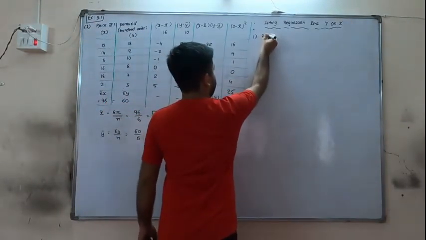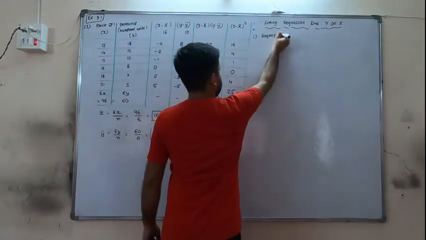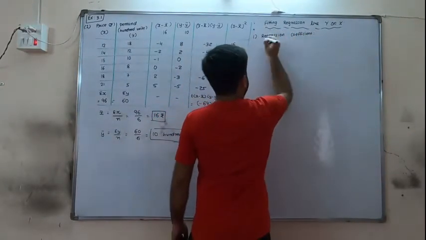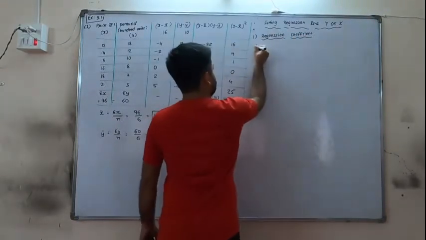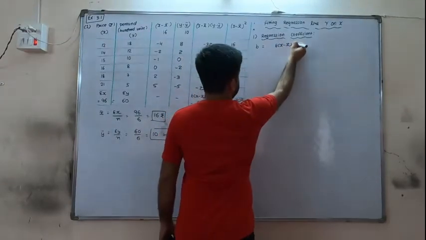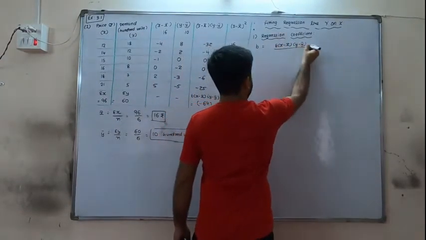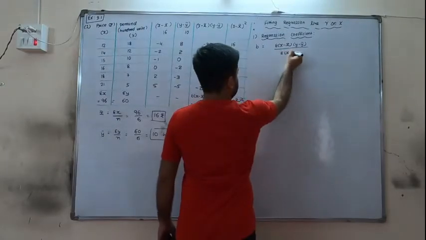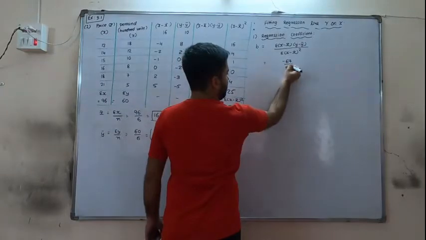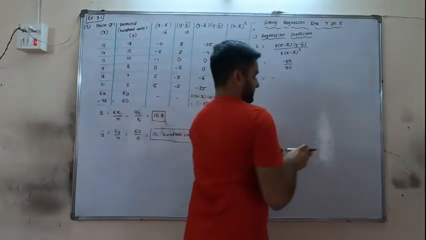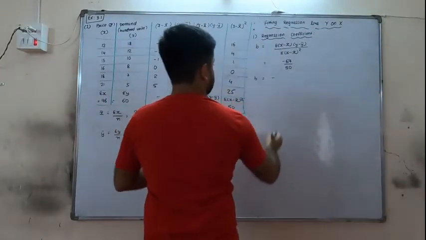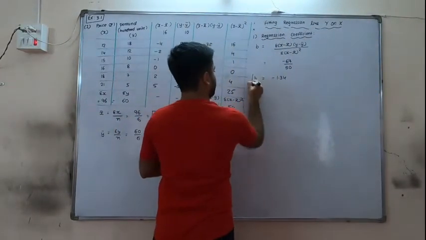First step is the regression coefficient, denoted by b. b is equal to sigma (x minus x bar) multiplied by (y minus y bar) upon sigma (x minus x bar) square. So this is minus 67 divided by 50. The answer of b is in minus, so it is minus 1.34.